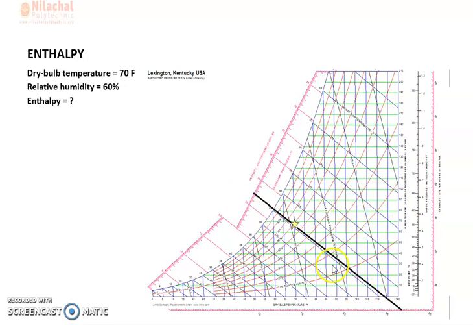Then the relative humidity, so these are the relative humidity lines. Here again I am showing, these red curves indicate the relative humidity lines, and these are the specific volume lines. And here we can get the wet bulb temperature.